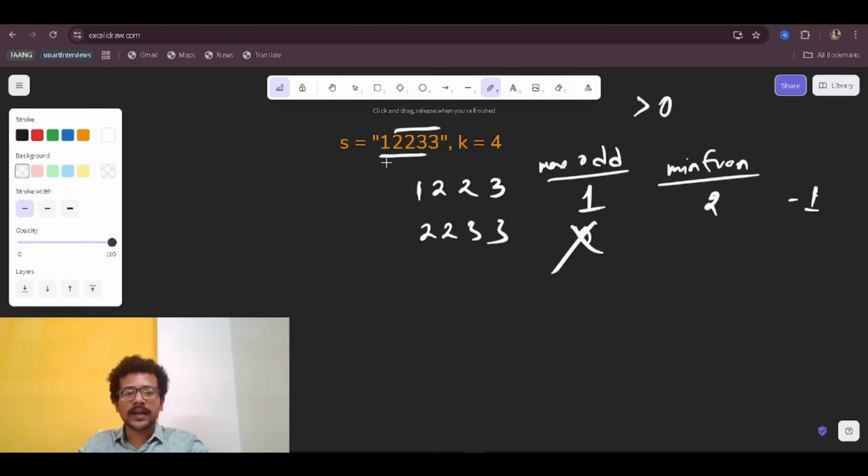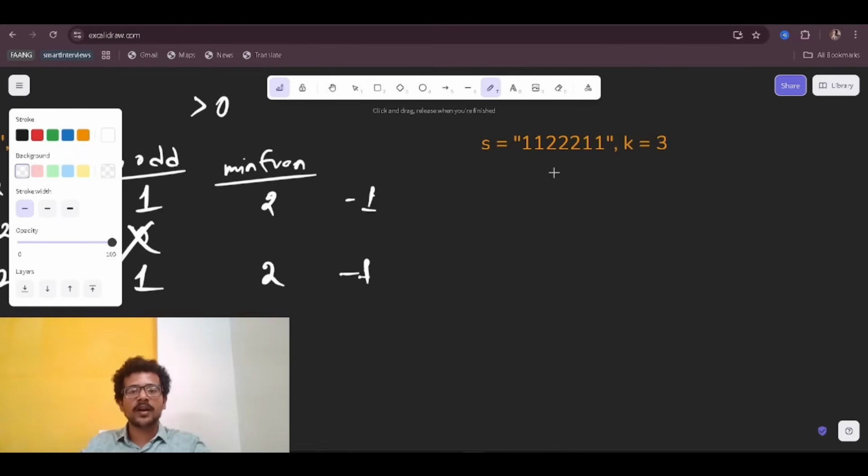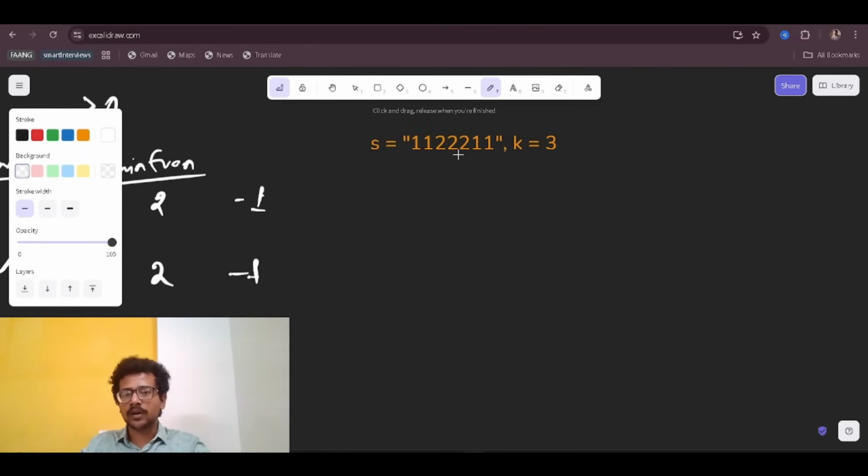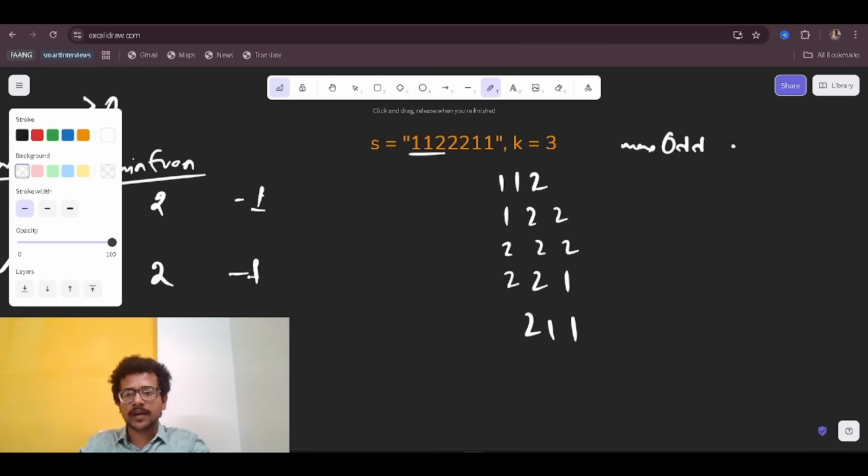Now let us take the substring of size 5. 1 double 2 double 3. Max odd is 1 again and minimum even is 2. 1 minus 2 is minus 1. Now double 1 triple 2 double 1. So the size is starting with k. If I take all the substrings: double 1 2 1, double 2 triple 2, double 2 1, and 2 double 1, double 1 2, with max odd and minimum even. In this example we'll be returning minus 1, right?